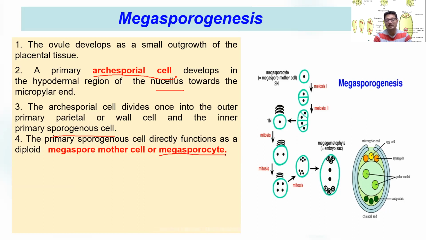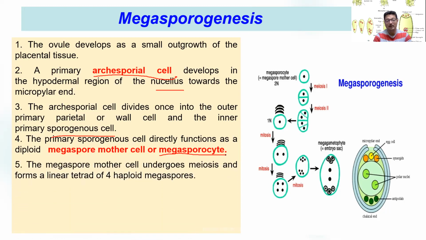These megaspore mother cells start division. And how do they divide? Well, you know they will undergo meiosis. Meiosis is a reduction division. So megaspore mother cell undergoes meiosis and it forms a linear tetrad of 4 haploid megaspores. As you can see in this diagram here, see megaspore mother cell, meiosis 1, meiosis 2. So there are 4 haploid megaspores.